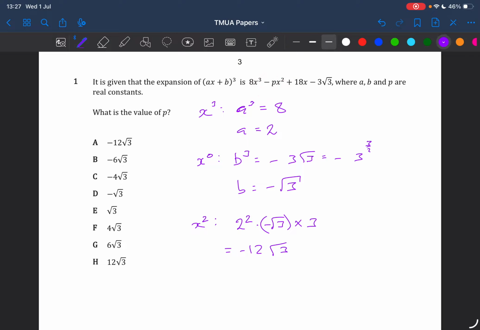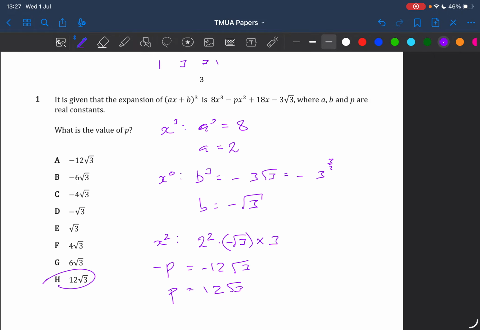Sorry, yeah, that's minus p. So that equals minus p. So p is therefore 12 root 3. Lovely, looks good. Let's keep going, number 2 must be down here.